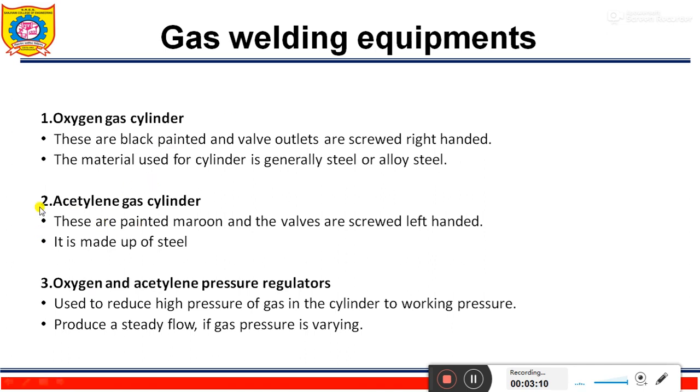Oxygen gas cylinders are painted black and the valve outlets are screwed right-handed. The material used for the cylinder is generally steel or alloy steel. Acetylene gas cylinders are painted maroon and the valves are screwed left-handed. They are made of steel. The oxygen and acetylene pressure regulator is used to reduce the high pressure of the gas in the cylinder to working pressure and to produce a steady flow even if the gas pressure is varying.